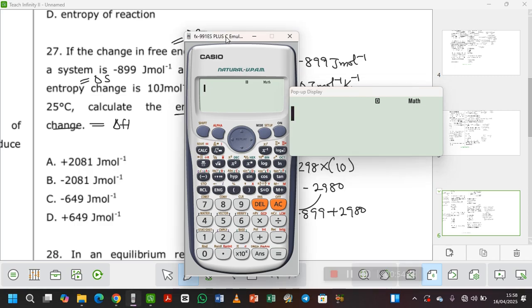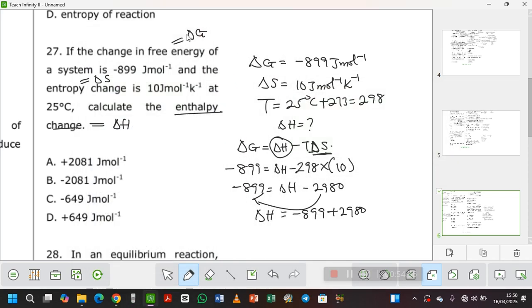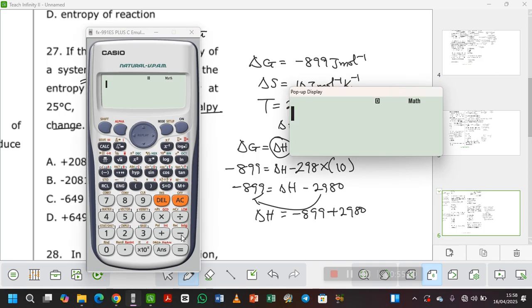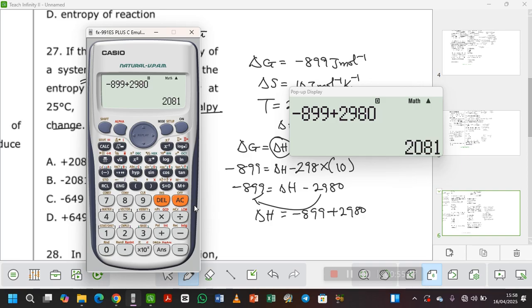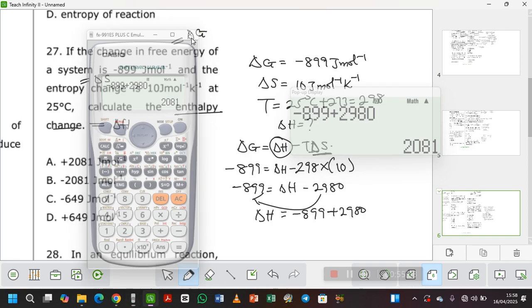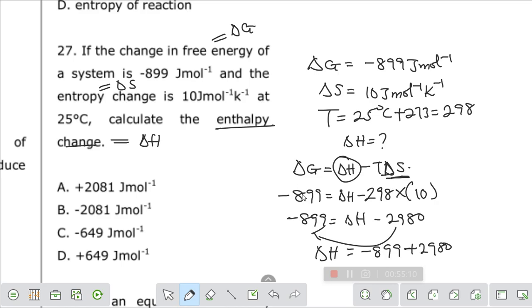We are going to have minus 899 plus 2980. So what do you have? 2081. So plus 2081. So your delta H is what? Plus 2081 in joule per mole.